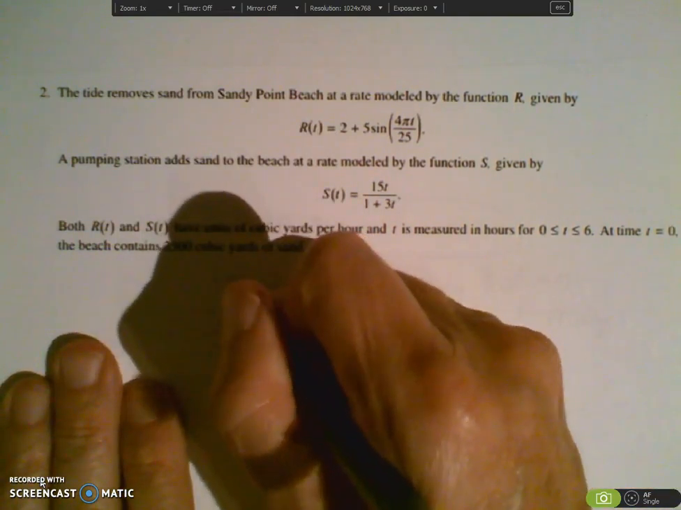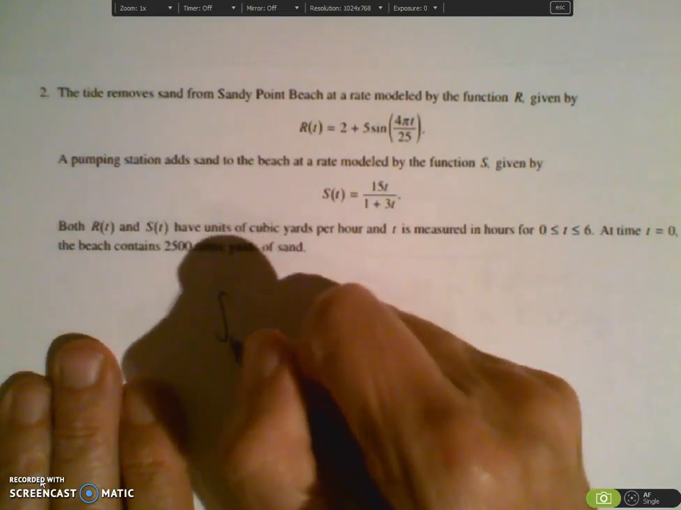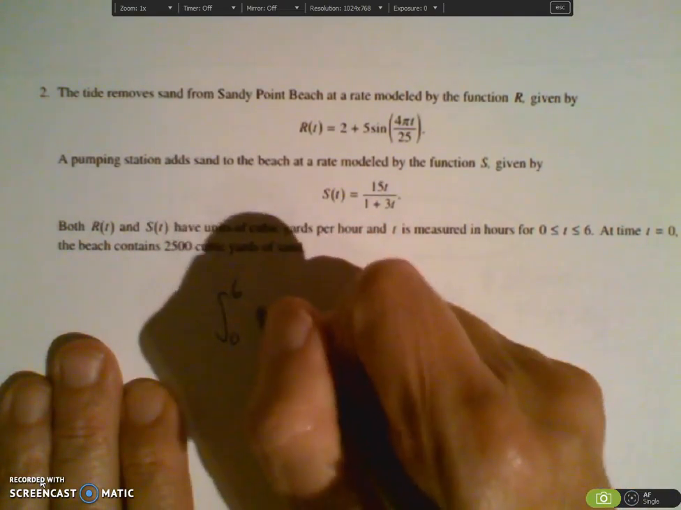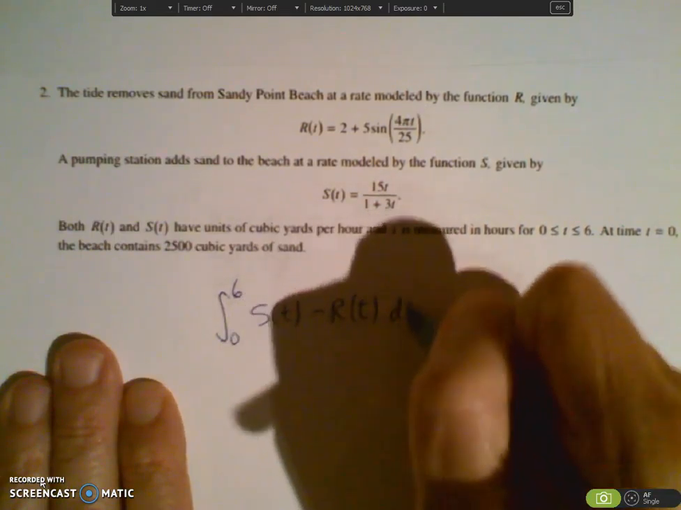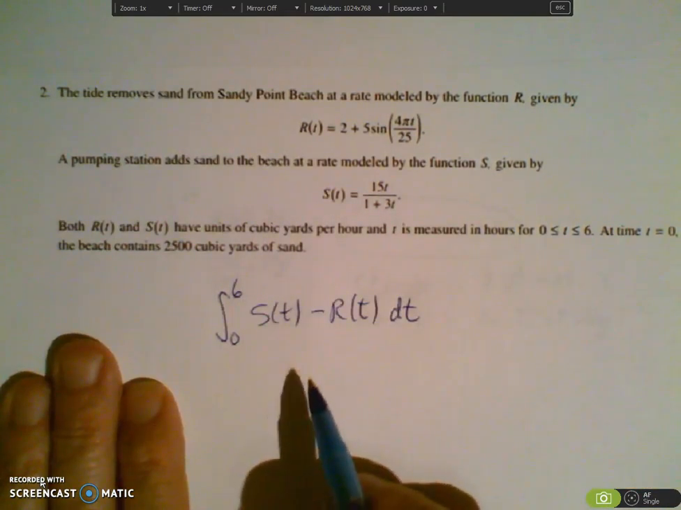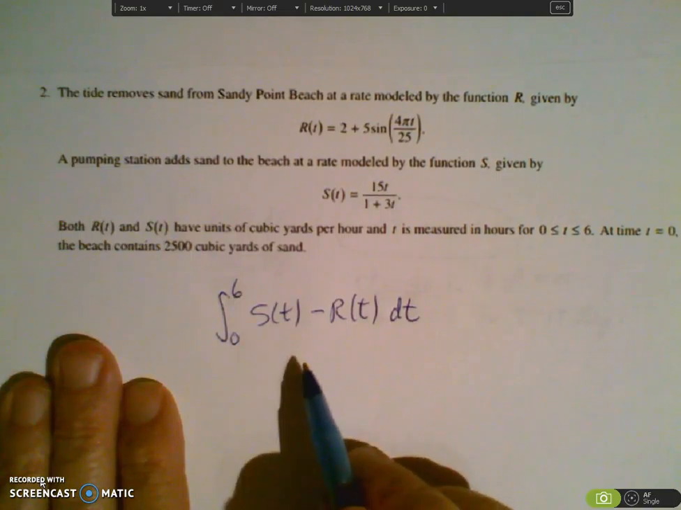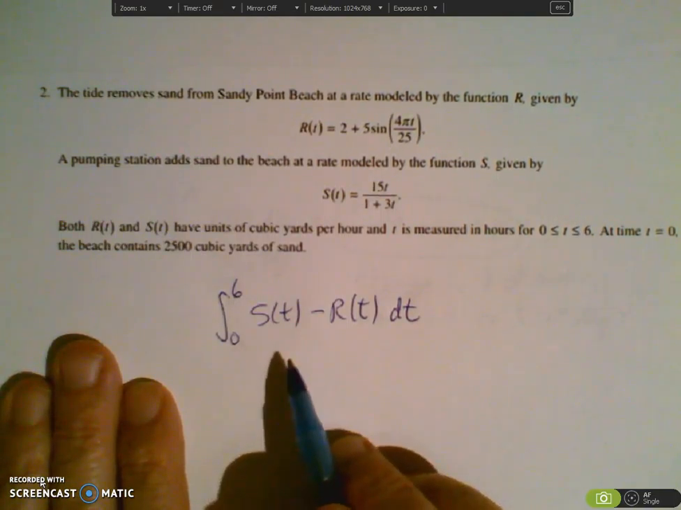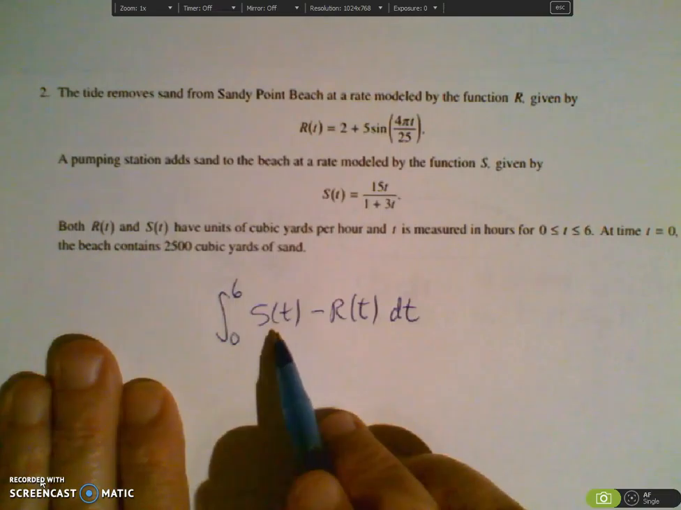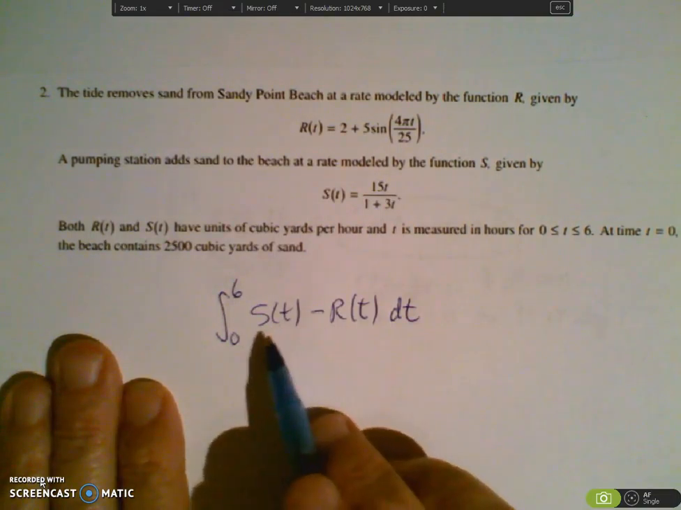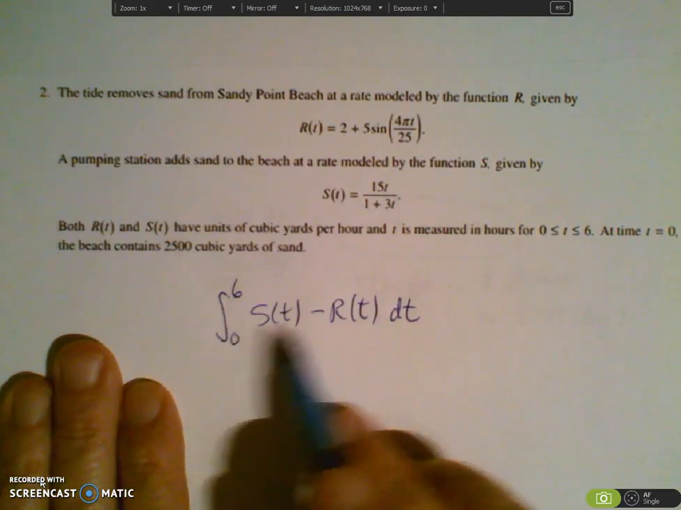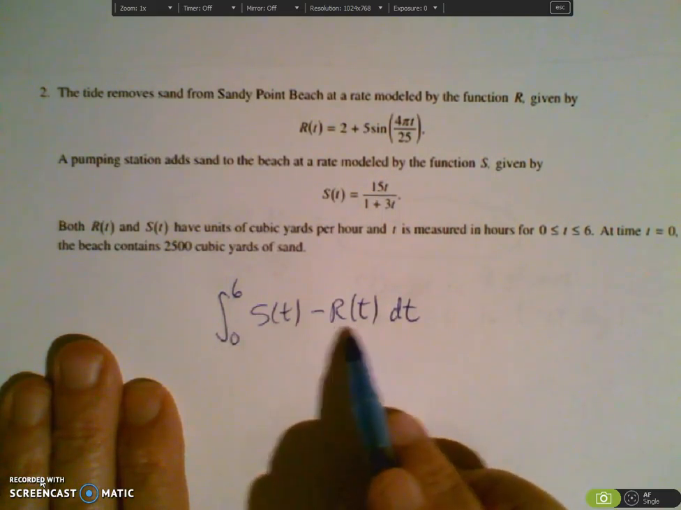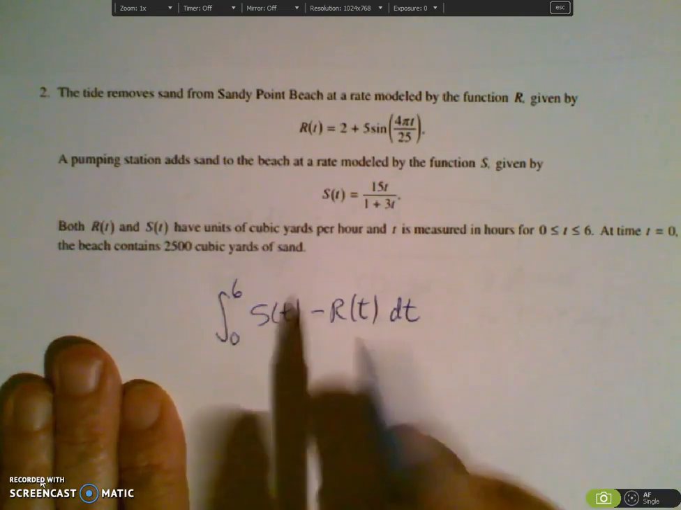If I were to do an integral from 0 to 6 of s of t minus r of t dt, remember this is not going to give me the amount of sand on the beach. It's going to give me the change in the amount of sand. Notice that I have the amount being added, and here, when I subtract, integrating r of t is going to give me the amount that's being removed.